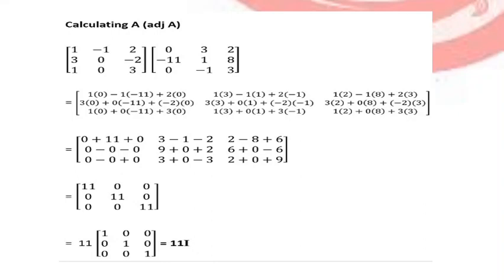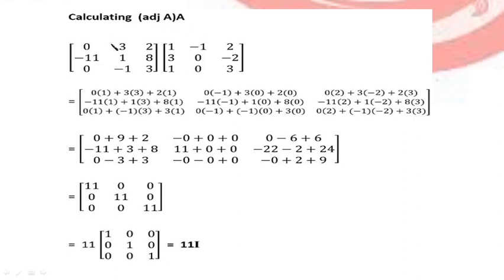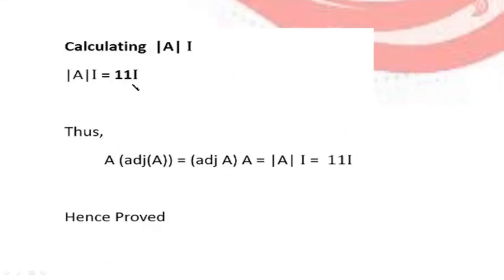Now we have to work on the second term, which is adjoint A into A. Adjoint A into A means now we will write down adjoint A first of all, and then we will write matrix A, and in the same way we will multiply, and then again we are getting the same result, 11 into the identity matrix of order 3. And the third term we have already calculated, determinant A, so it is equal to 11 into I. So we can say that A into adjoint A is equal to adjoint A into A is equal to determinant A into I is equal to 11 into I. All these three terms are equal to 11I. So hence proved.